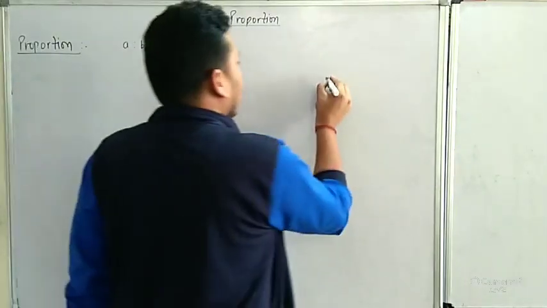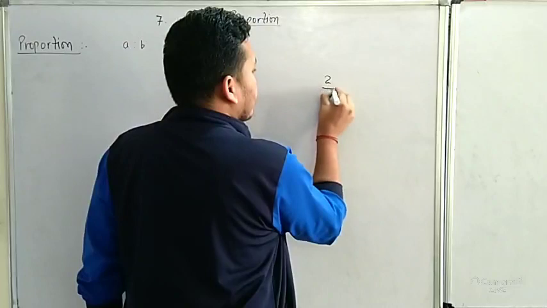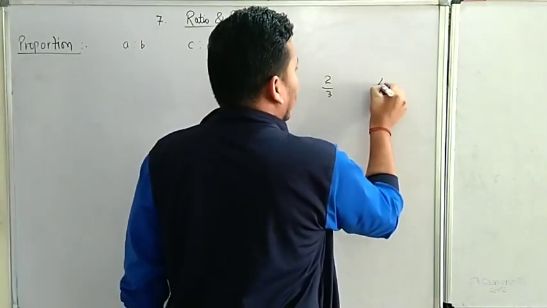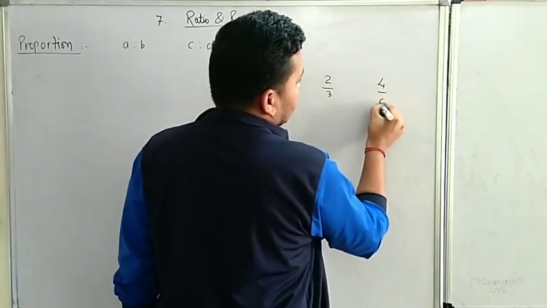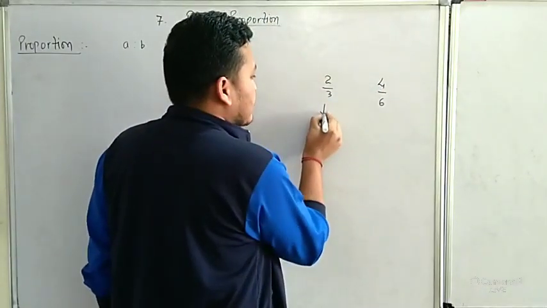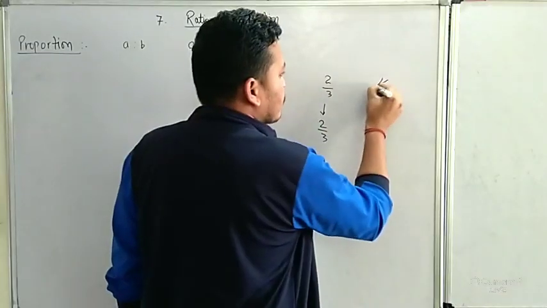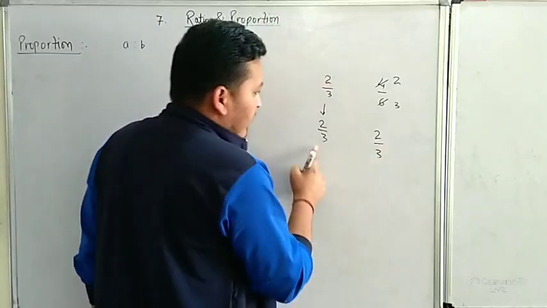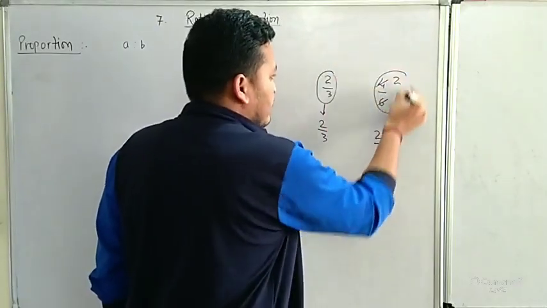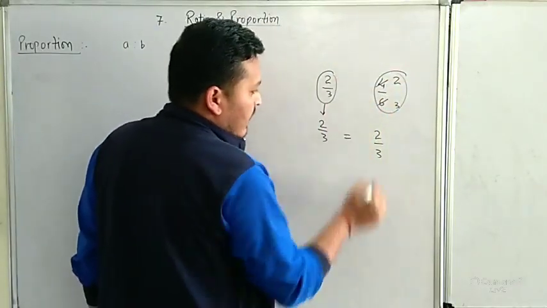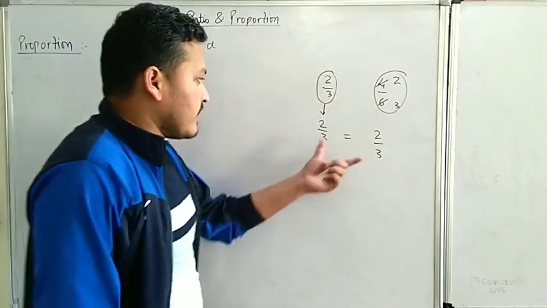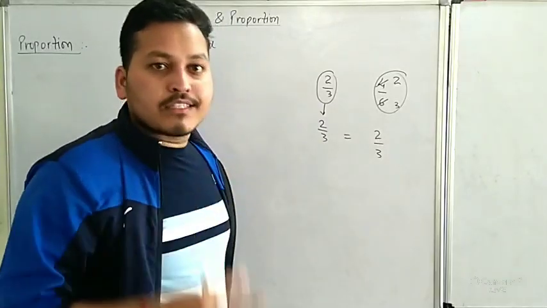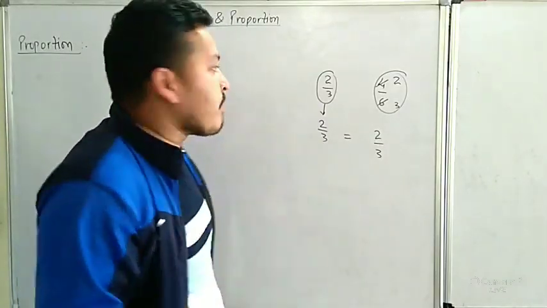For example, if the ratio is 2 upon 3 and the second ratio is 4 upon 6. 4 upon 6 is 2 times 2 and 2 times 3, so 2 upon 3 is also the smallest form, and both ratios are equal to each other. These two are equal, so we can write the sign of equal to. In this case, when the two ratios are equal to each other, we can say that the ratios are in the form of the proportion.